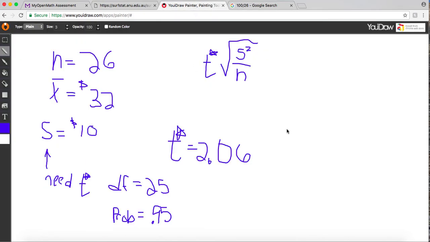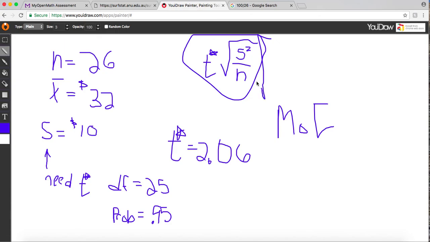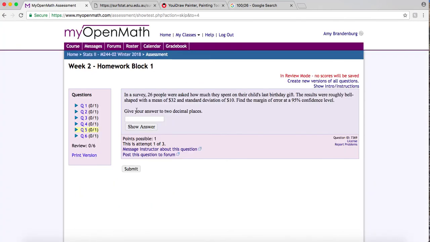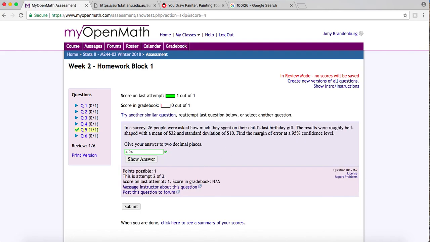And we're going to get the answer 4.0399999. So when we round that, our margin of error, remember, is the thing that we add and subtract, which is this piece right here. This is our margin of error, and in this case it was 4.04, which when we put it in here, 4.04, we see that because we rounded out to 2 decimal places, we were good.